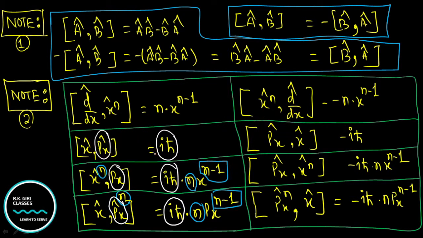The value will not be 0. Already we discussed this one. And an operator commutes with itself and its power. Already discussed this one. Okay. So find out those points in the previous lectures.